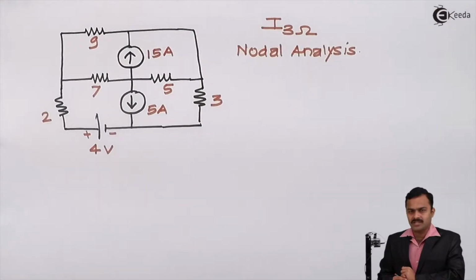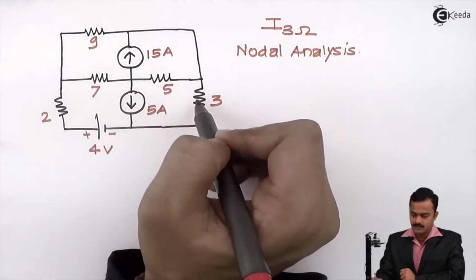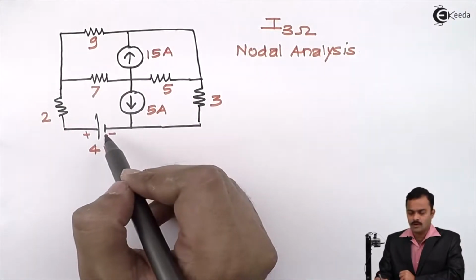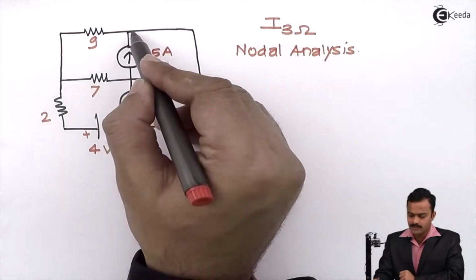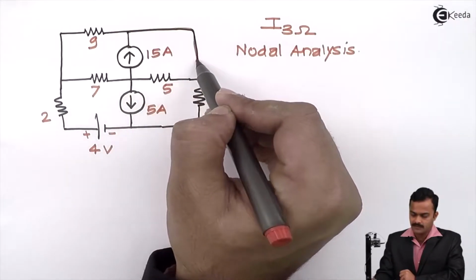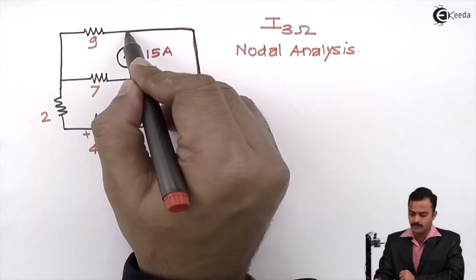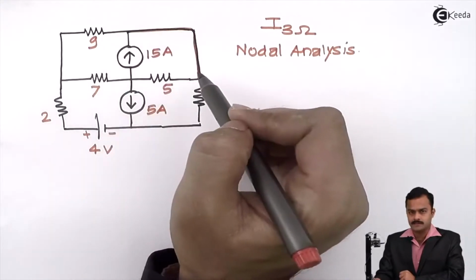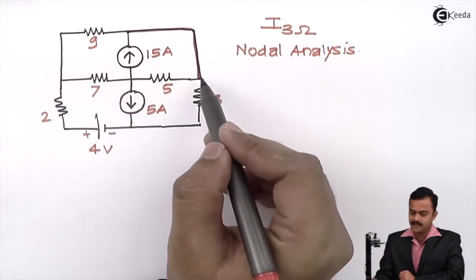I will go back to the definitions of node and branch. Node I will consider that point where more than 2 branches are connected, and branch I will consider the number of elements in a circuit, meaning these are the branches where resistances, current source or a voltage source is present. But I cannot consider this as a separate branch. Instead, I will consider this as a node only, because nothing is connected between these 2 points.